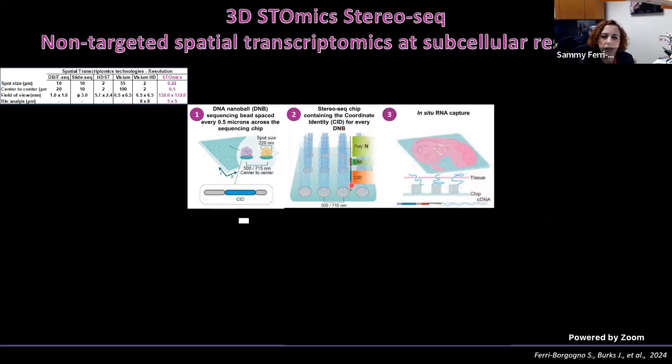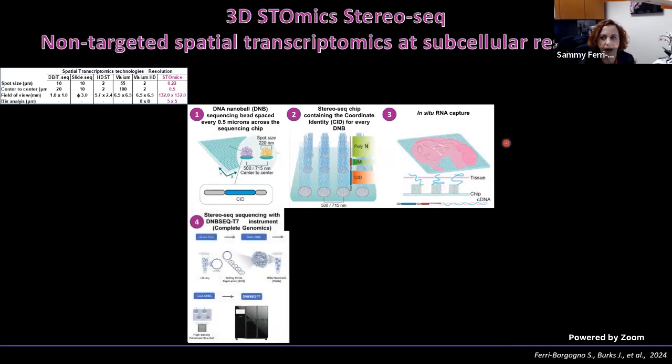At this point, you are able to coat the chip with your tissue section, and then we just followed the manufacturer protocols, which include RNA capture and cDNA synthesis in situ. Then we collected all the cDNAs, and we had the unique identity information to retain the X and Y coordinates of each and every spot. And then we utilized the DNBSEQ-T7 sequencer from Complete Genomics for the sequencing.